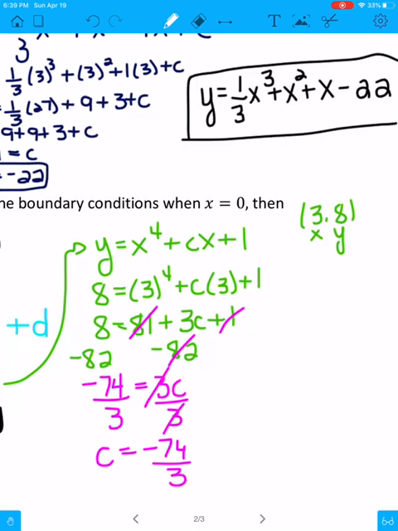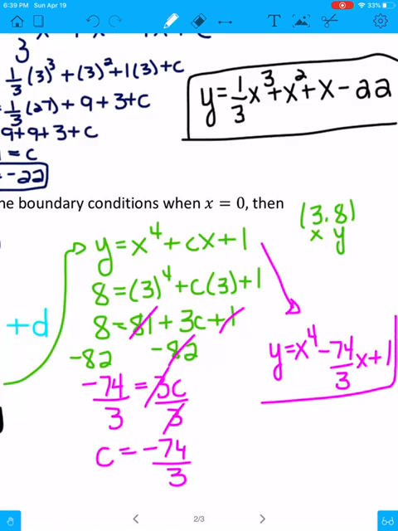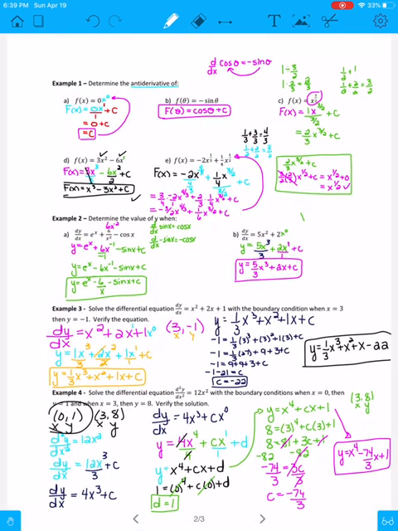And now I can rewrite the equation with the c in it. So I'm going to get y equals x to the 4 minus 74 over 3x plus 1. And like I said before, you can find the second derivative of this now, and it should be 12x squared. And if it is, then you're good. Okay.